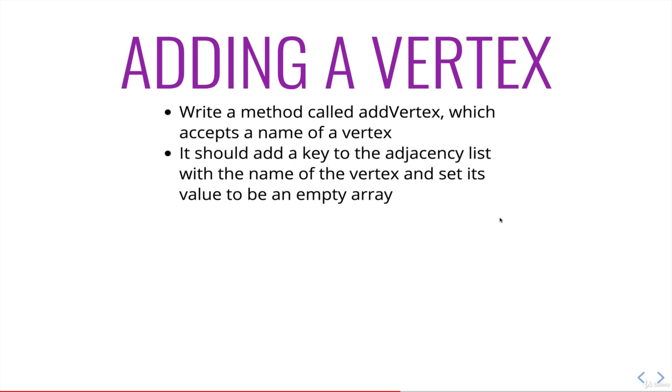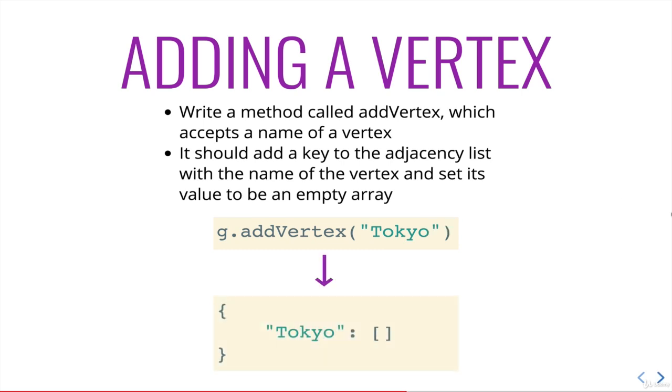So we add a vertex first before we can add an edge. So there's no connections at this point. We're just adding in a simple vertex. So if we had a graph called G and it was empty and we called Add Vertex Tokyo, the result is that our adjacency list looks like this. Tokyo is now a key and a value for Tokyo is an empty list, an empty array. And that's it. So it's really, really simple, this one.